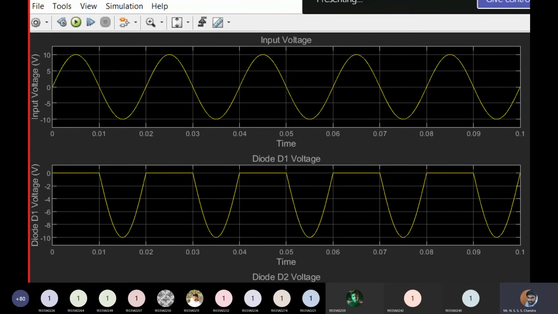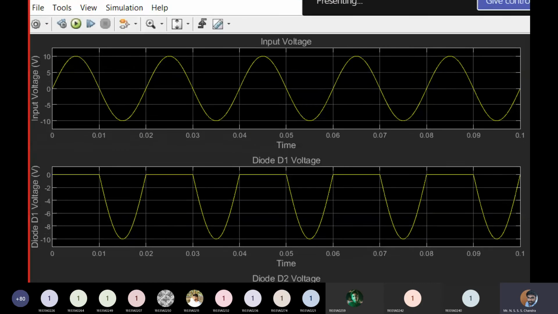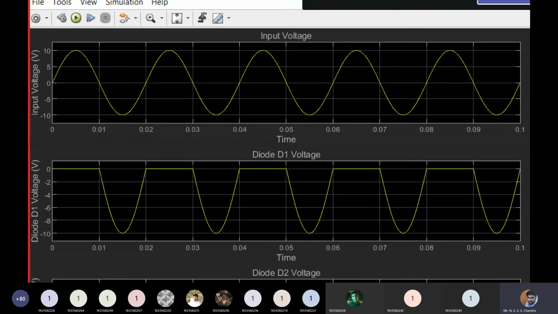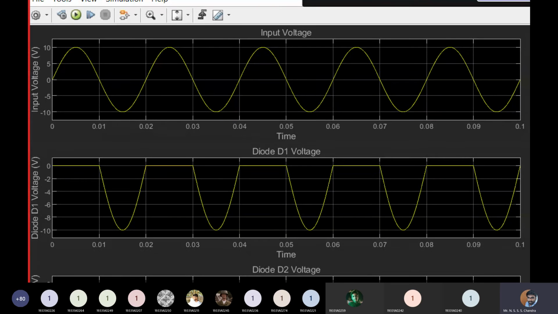Whereas for the negative half cycle, what is the peak inverse voltage you are seeing on the screen for the diode D1? What's the maximum voltage you are seeing? Minus 10 volts, sir. Minus 10 volts. So for the negative half cycle, your diode D1 is simply an off switch, an open circuit. So the voltage that you are supplying is appearing across your diode D1. This value is equal to your input voltage.